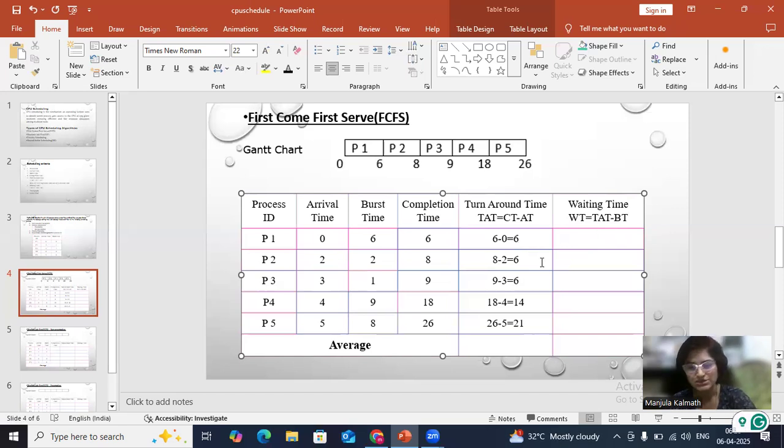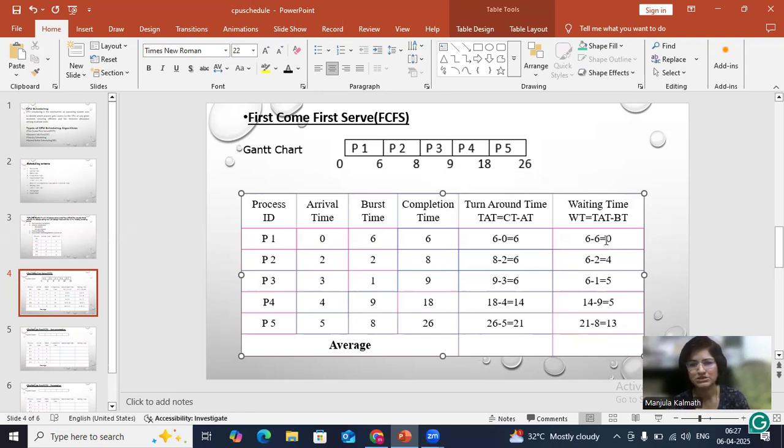So now here we have a turnaround time of 6. And what is the burst time? It is 6 itself. So here it is not waiting. The process is not waiting, so it will be 0 waiting time. Next one, we have a turnaround time of 6 minus burst time 2, so here we get 4. Then next we have turnaround time 6 minus burst time 1, that is equal to 5. And next, turnaround time 14 minus burst time 9 is equal to 5. And next one, turnaround time 21 minus burst time 8 is equal to 13. Okay, so here we have calculated with the burst time.